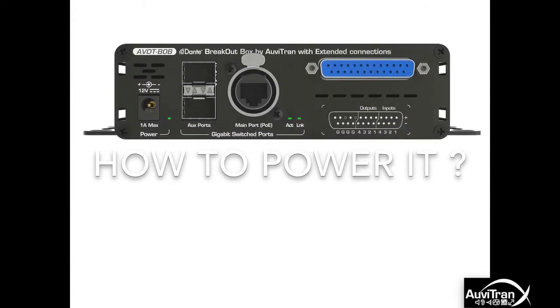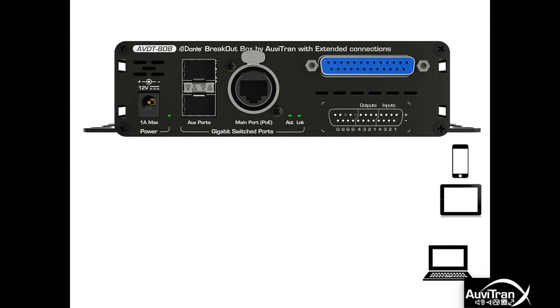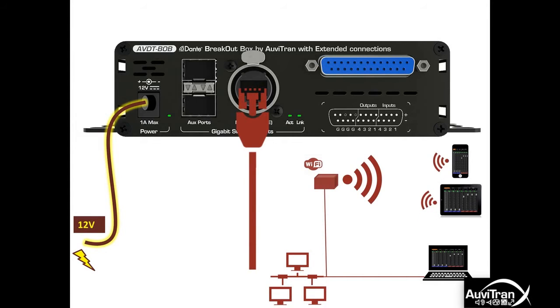So how to power your Bob? You actually have 3 options, the first one being a simple 12 volt connection. Then connect the Bob to your network and to your computer to control it. But you can also add a Wi-Fi router to control it with any smartphone, tablet or laptop through any OS that you want thanks to our web application.